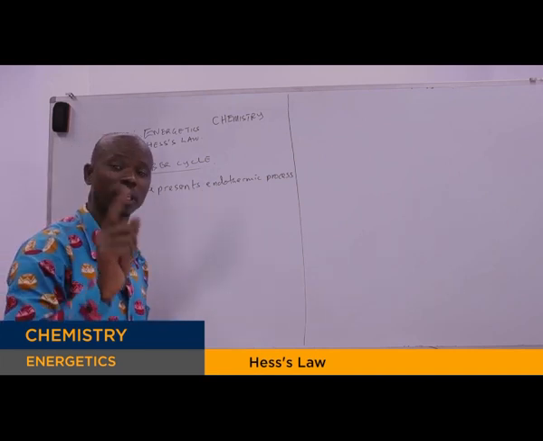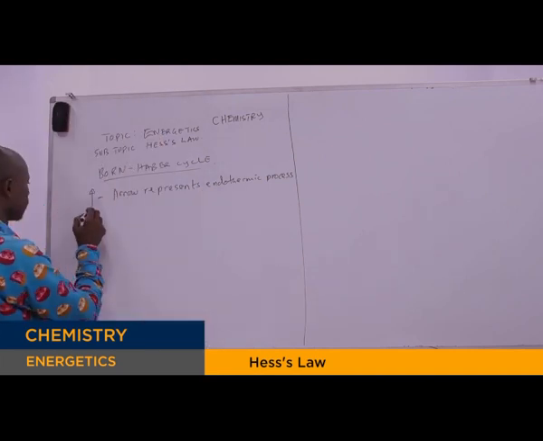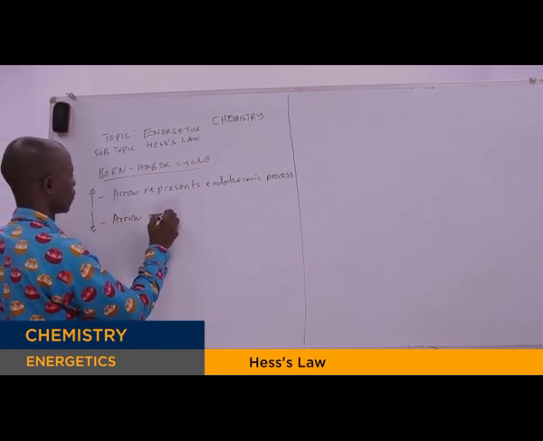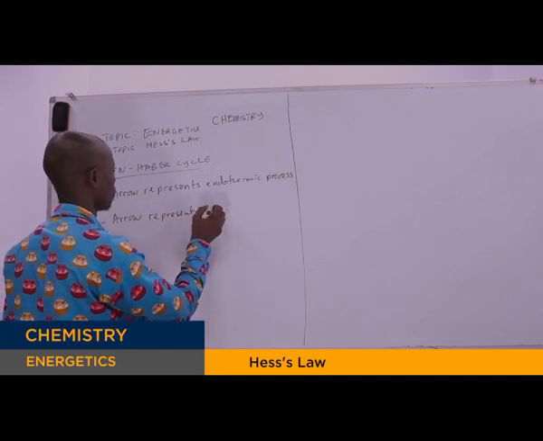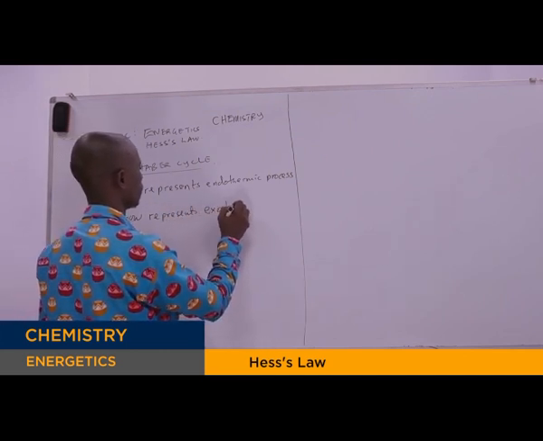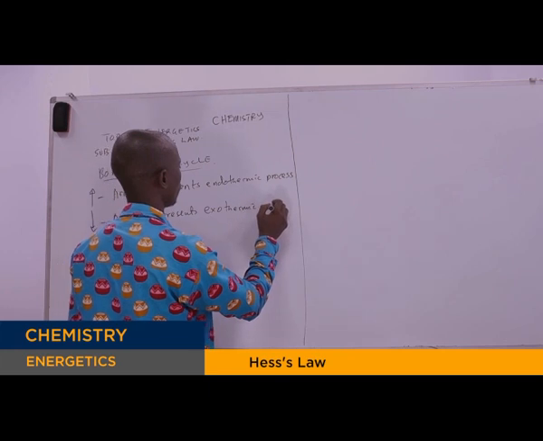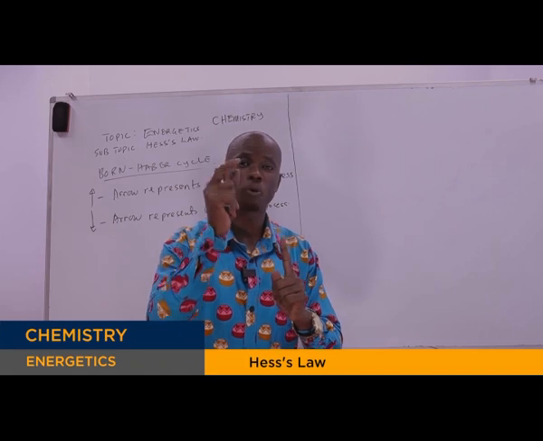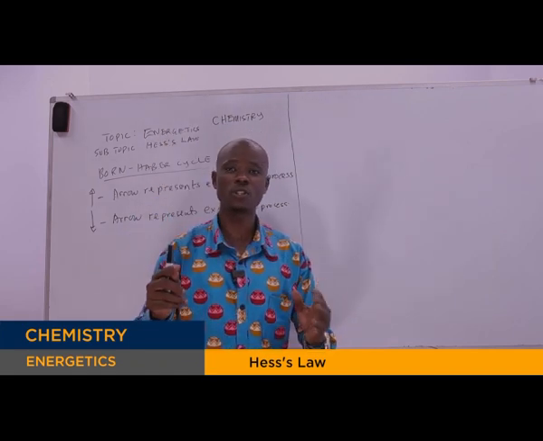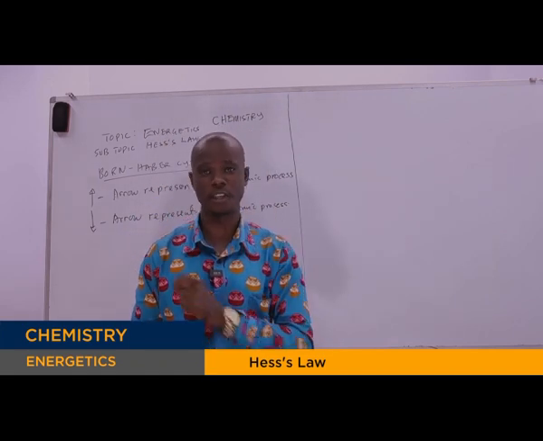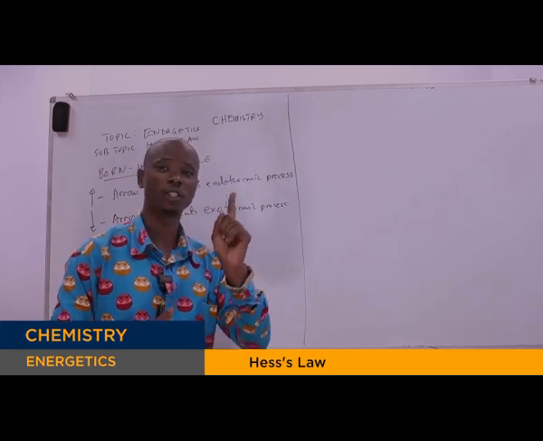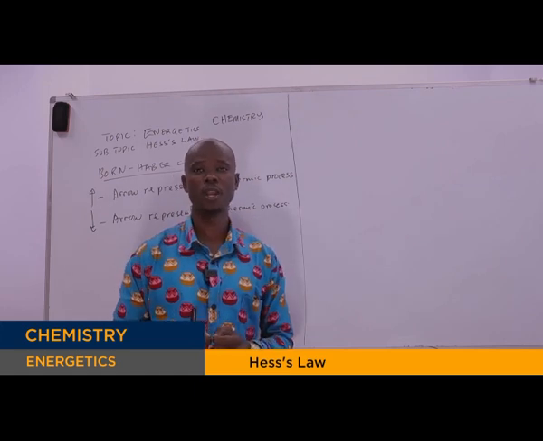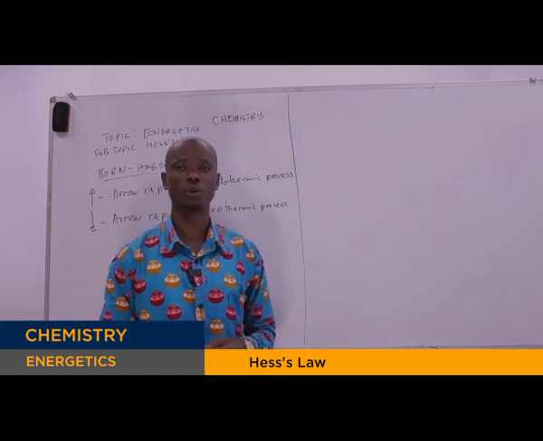And the one which is pointing downward, when you see the arrow pointing downward, that means that the process is exothermic. And when the arrow is pointing upward, that means that the process is endothermic. My dear student, I'm sure that you know.